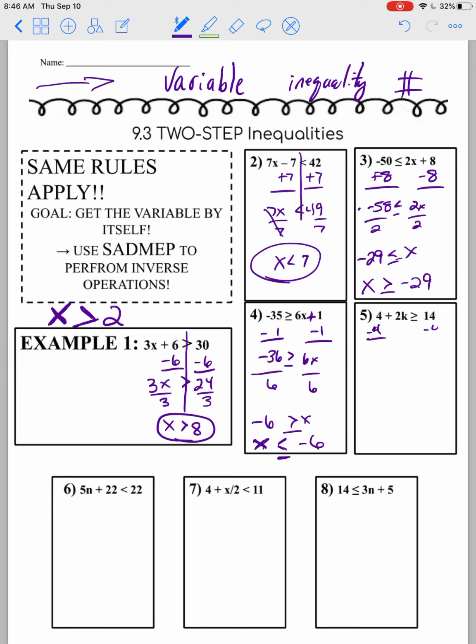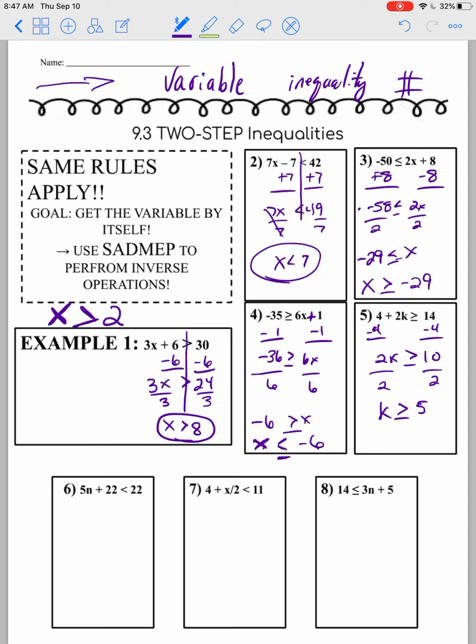Minus 4. Minus 4. That gives you 10. So 2k equals 10. And again, if you need to put a line down the middle to show both sides, you can do that. Divide both sides by 2. K greater than or equal to 5. Now look, here the variable's on the left, like it should be. So we don't need to pancake anything. We don't need to flip anything. We are good to go.